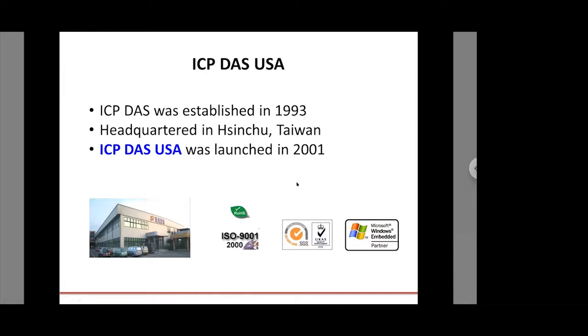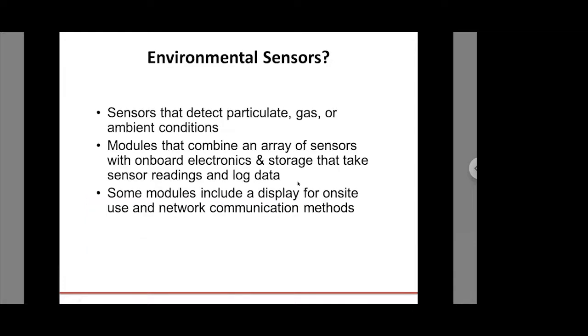We are RoHS compliant, meaning our products are lead-free. So what do I mean when we say environmental sensors? It's a term that we have come up with that we think best describes an array of sensor modules that detect ambient environmental conditions like temperature and humidity, but also particulate concentrations, carbon monoxide, carbon dioxide, and a bunch of other harmful gases. So in our parlance, an environmental sensor is a sensor that detects ambient conditions related to the environment, as opposed to a sensor that monitors mechanical functions.